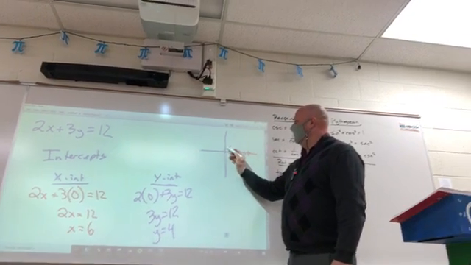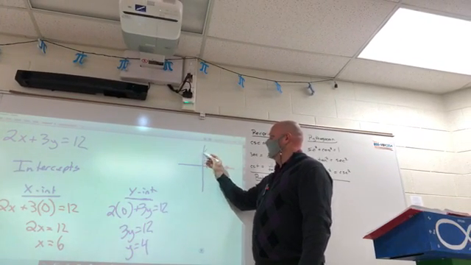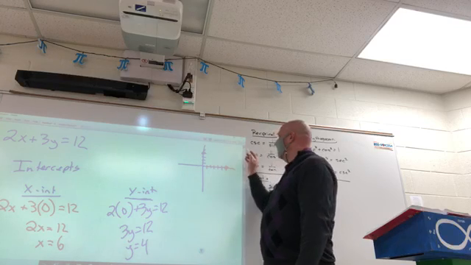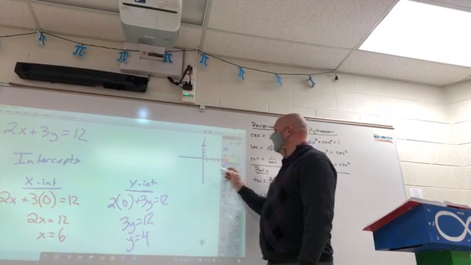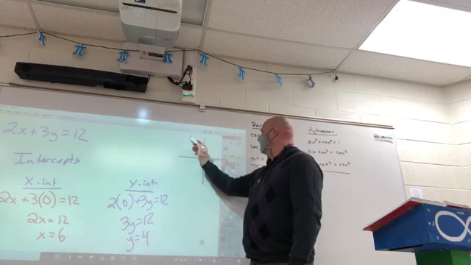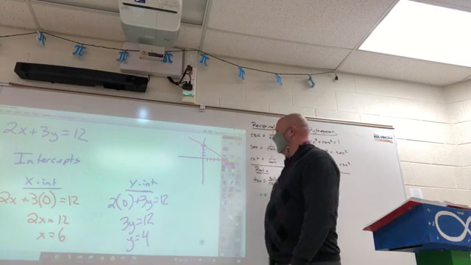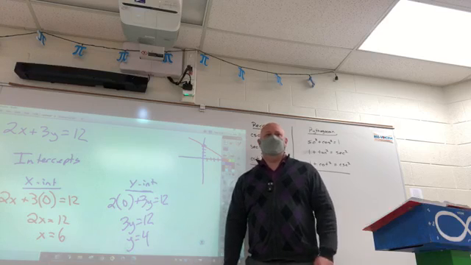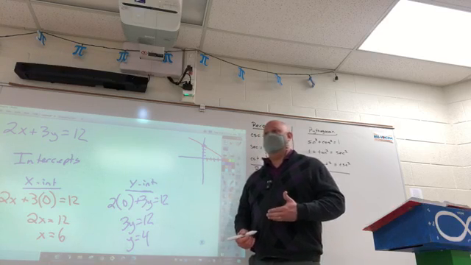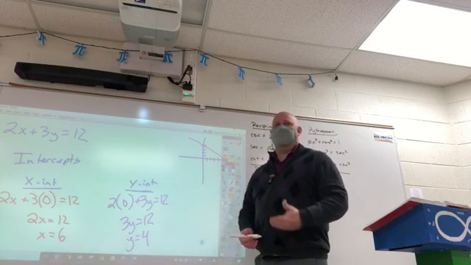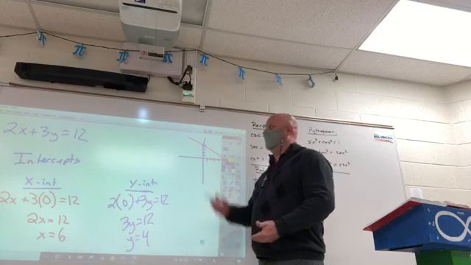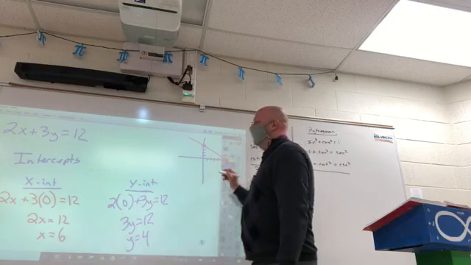So I go 1, 2, 3, 4. I know that point right there. And all I have to now do is connect the dots. Like, it really is that easy. Using the intercepts to graph a line, especially if it's in standard form.